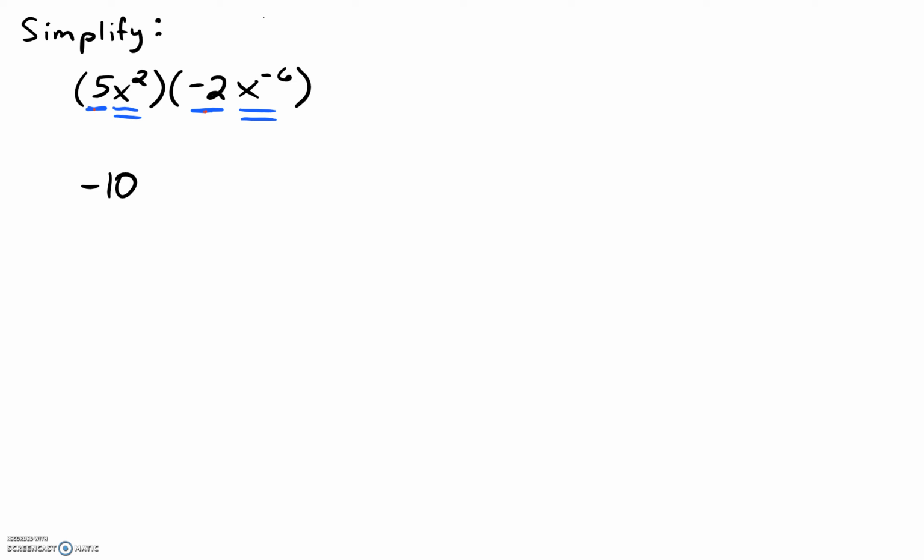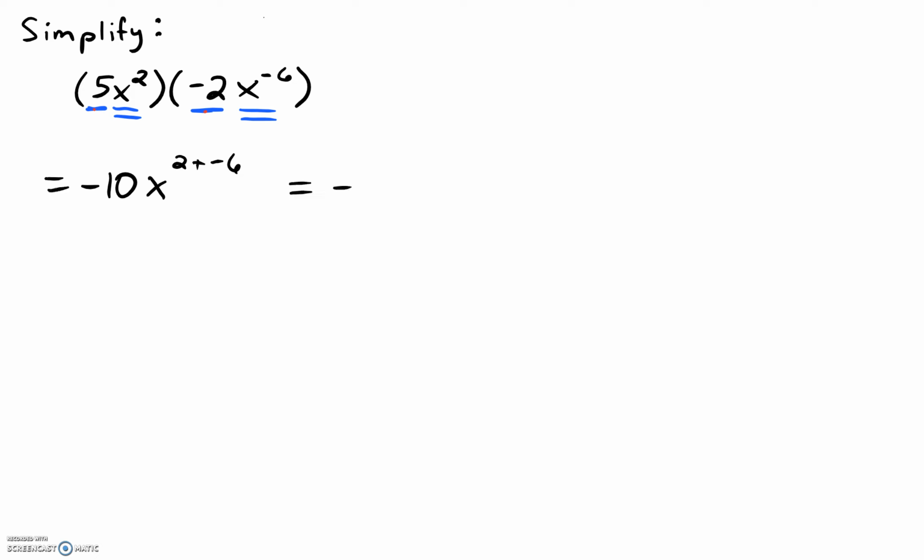So we have the same base where we're multiplying, so what we can do is combine that using our rules of exponents into one base where we add the exponents. So we have x to the 2 plus negative 6. So now we've dealt with each part of this problem separately, so now we can just continue to simplify.